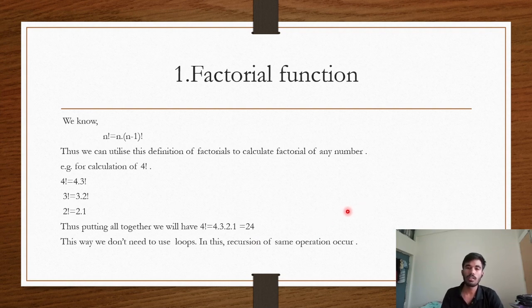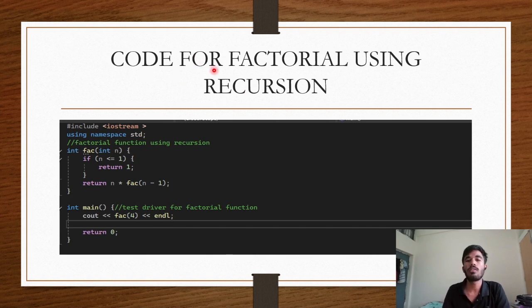Let us see how the code will look for forming the factorial function using recursion. Here it is given: hashtag include iostream. iostream is a library which has multiple keywords. Here we will be using the keyword cout, which is why we are using iostream and using namespace std.